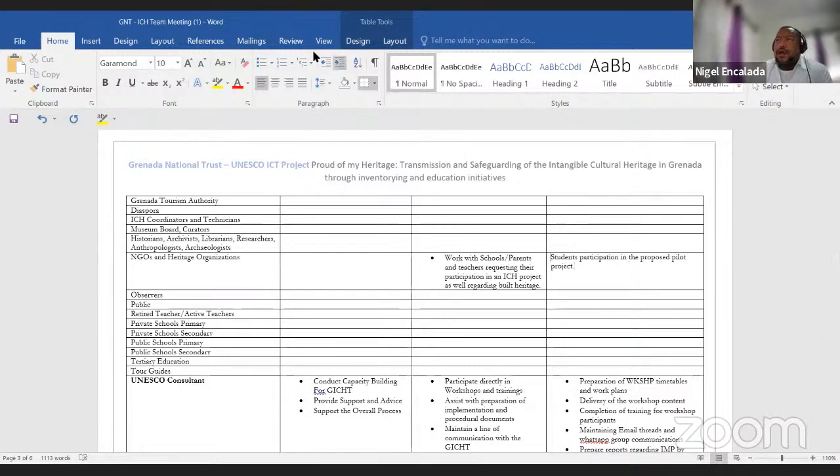All right, good. So what I'm putting here, because you're projecting an idea that you will undertake, the process would be to work with the schools, parents, and teachers requesting their participation in an ICH project, as well as regarding built heritage.